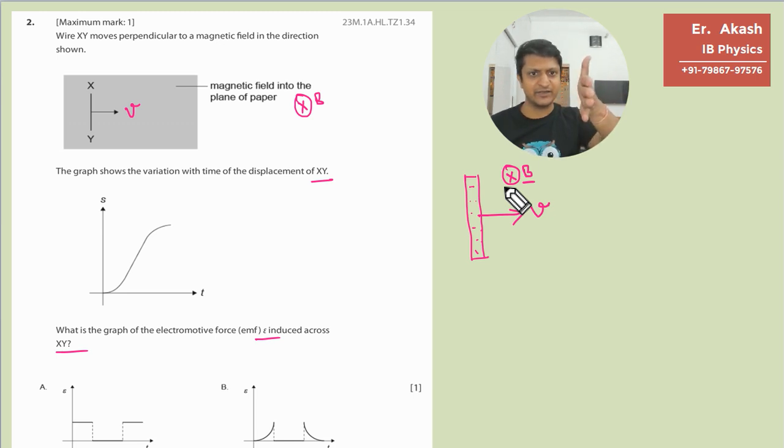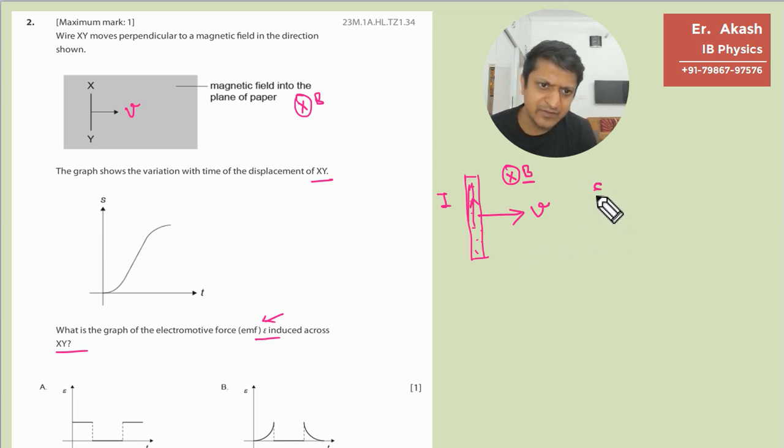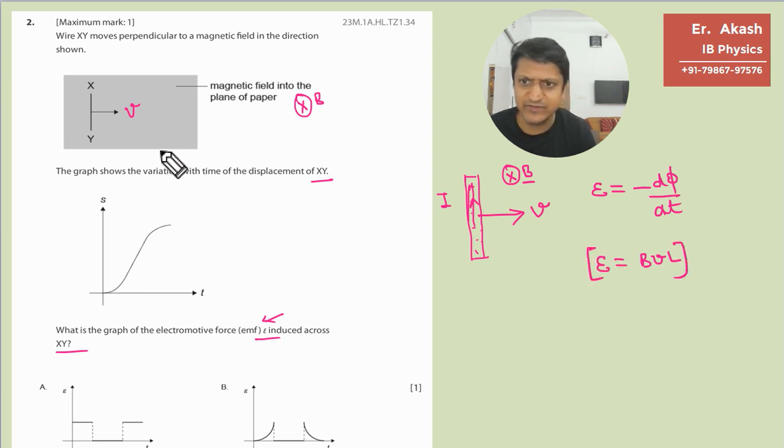So the field is into the paper and the velocity is on this side, so this palm will give you the current. So the direction of current is this. It is not required in this typical question, but you should know that the current will be going like this. So now we have to calculate E. Basically, induced EMF is negative of d phi by dt, and we also know that the formula is BVL in this case, where L is the length of xy, V is the velocity, and B is the magnetic field.